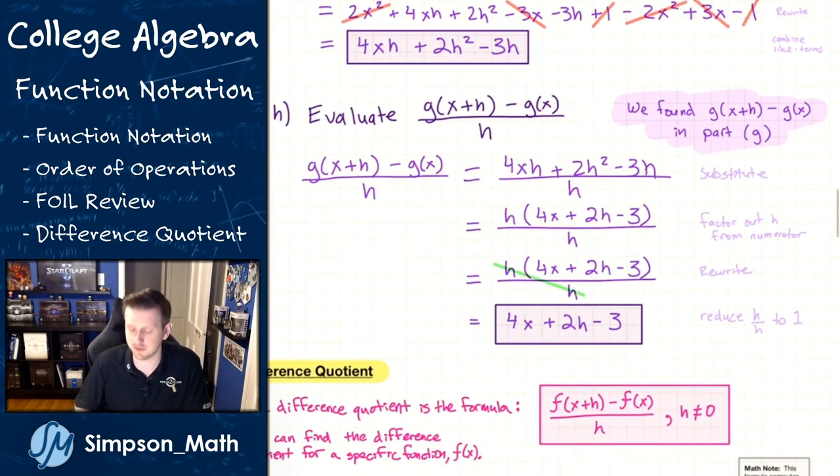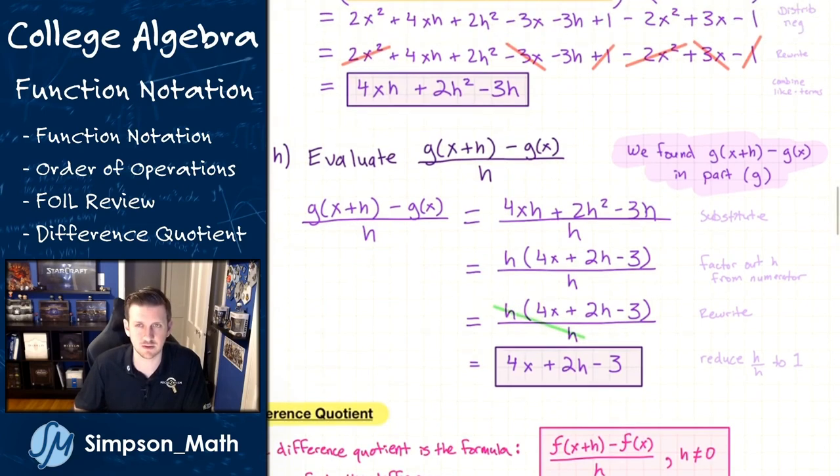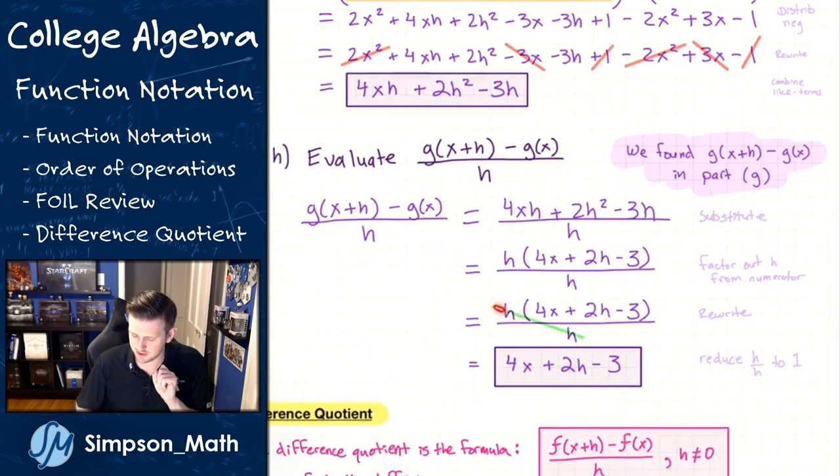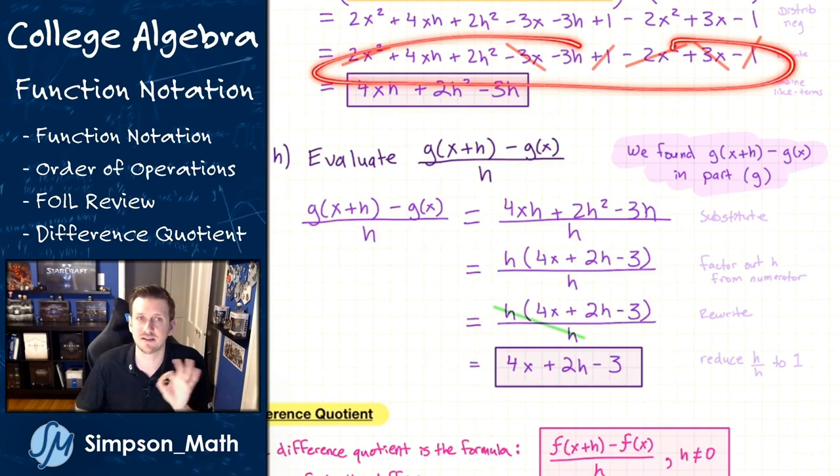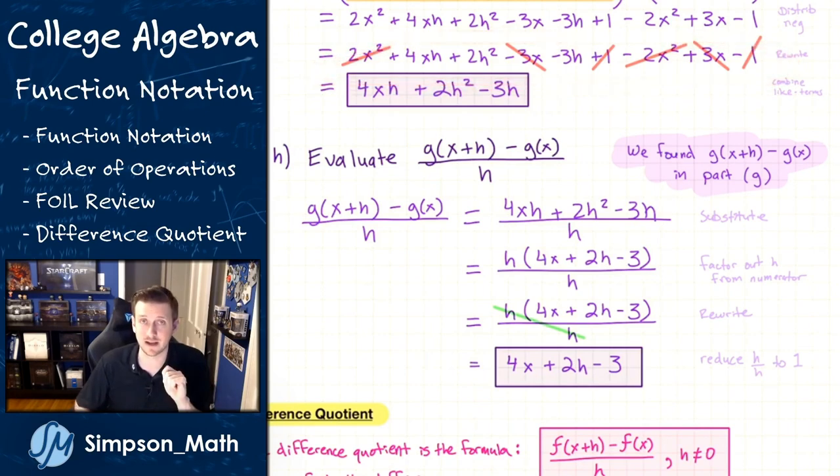All right, then I've just rewritten it for clarity because I'm about to cross through things. And notice I have an h divided by h. Well, h divided by h is 1, so that reduces to 1. Just notice what I'm saying. This reduces to 1. These items up here, they canceled to 0. I'm going to be a little bit picky about that terminology. Things cancel to 0, but they reduce to 1. That's because this ends up being 1 times this, which is just what's left in the parentheses. All right, so we have 4x plus 2h minus 3.